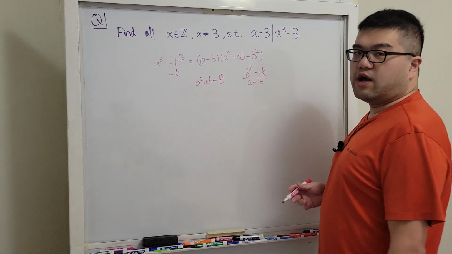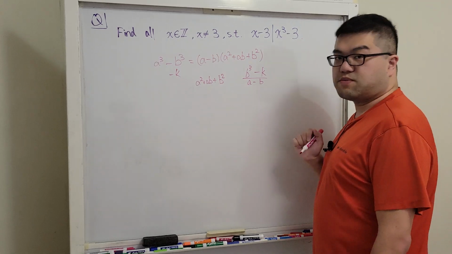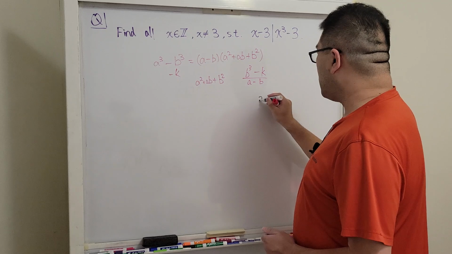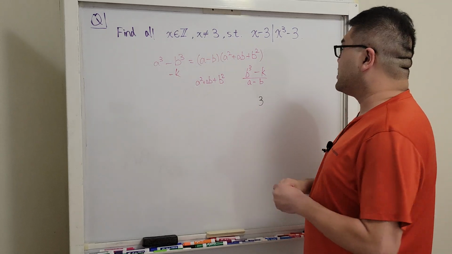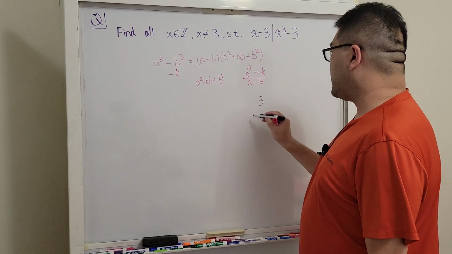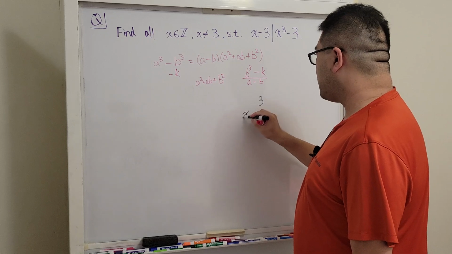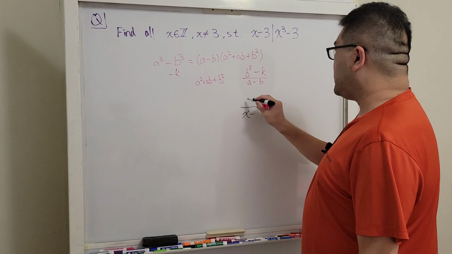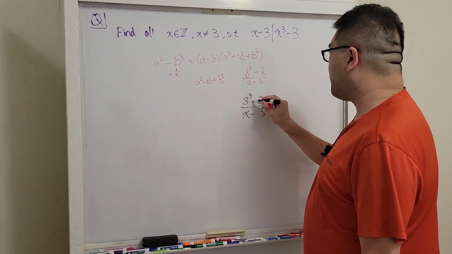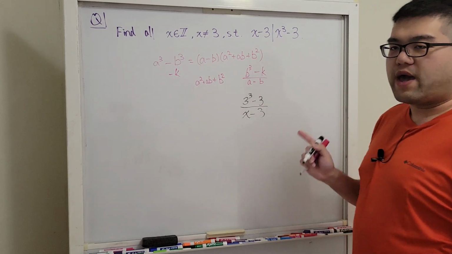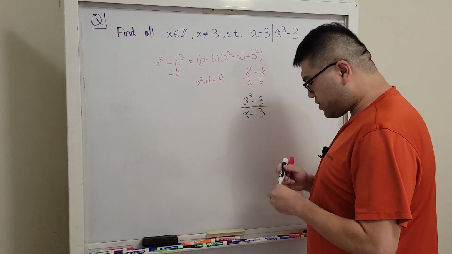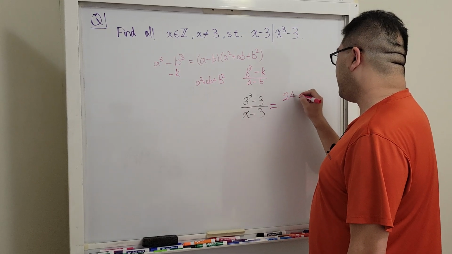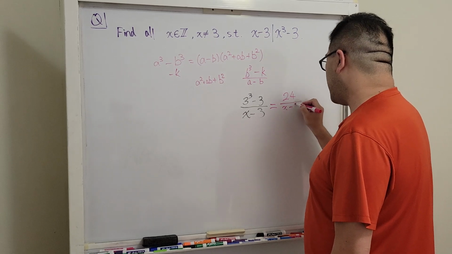The k is the given constant term that we have, which is 3. And what will our a be? Of course, it will just be x, and b will be 3 here. So for the fraction part, we'll end up with 3 to the third power minus 3 all over x minus 3. And as we simplify it, we'll get 24 over x minus 3.